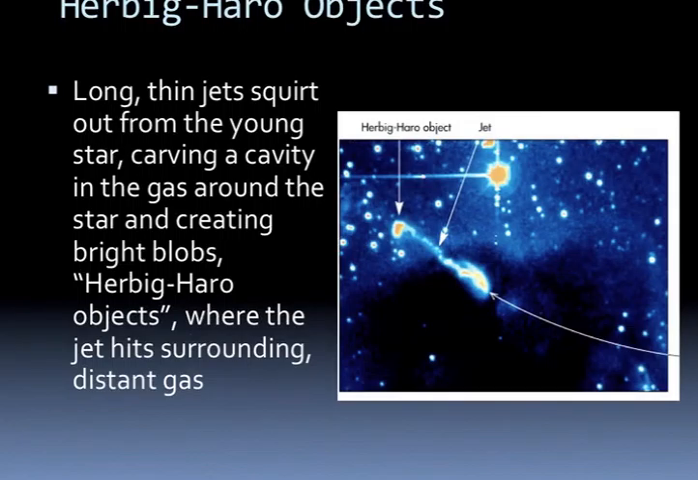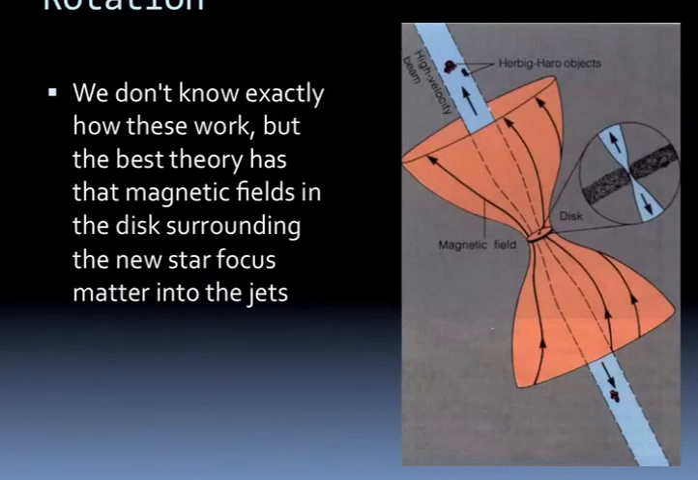They're large, long, thin jets of material that squirt out from a young star, carving a cavity in the gas around the star, creating bright blobs, Herbig-Haro objects, when the jet hits the surrounding gas. We don't know exactly how these work, but the best theory so far is that magnetic fields in the disks surrounding the new star focus the matter into jets.